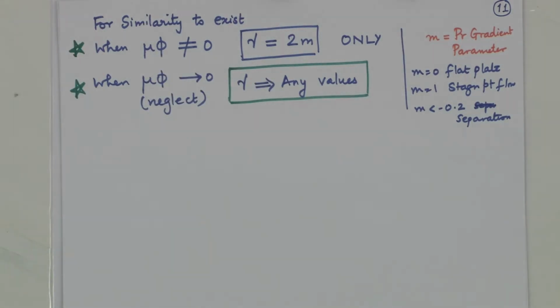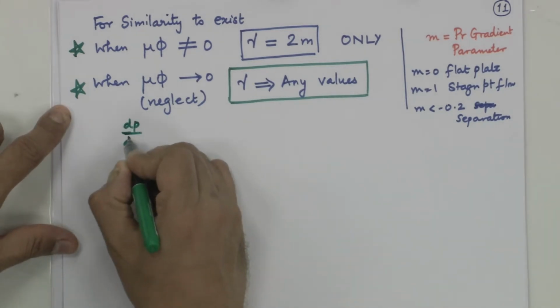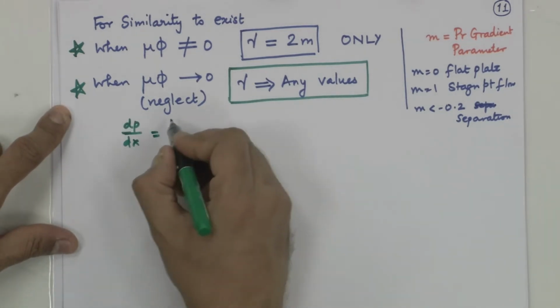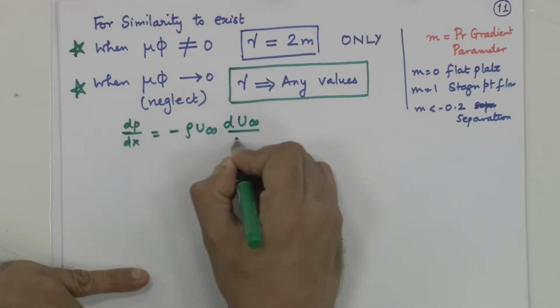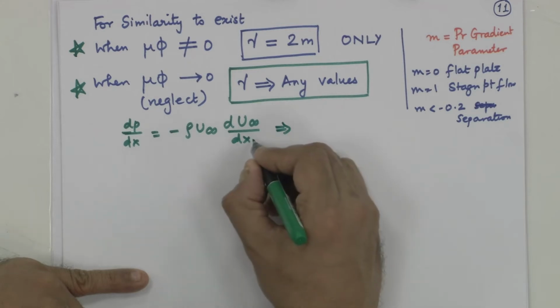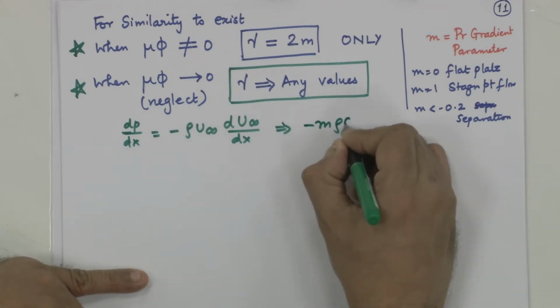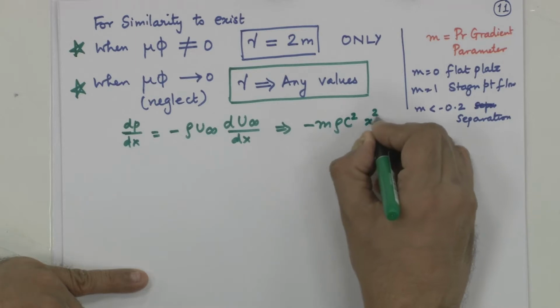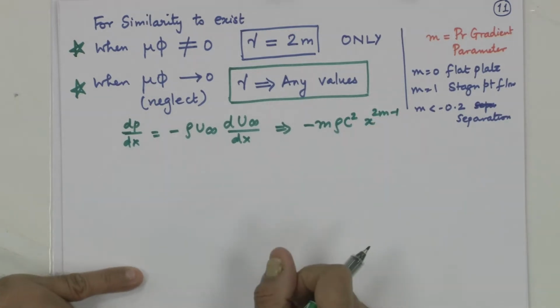Now let us go back here. dp by dx is equal to minus rho u infinity du infinity by dx. Therefore, if you substitute u infinity equals c x to the power m, this will come out to be minus m rho c squared x to the power 2m minus 1. dp by dx is strongly dependent on m, which is the pressure gradient parameter.